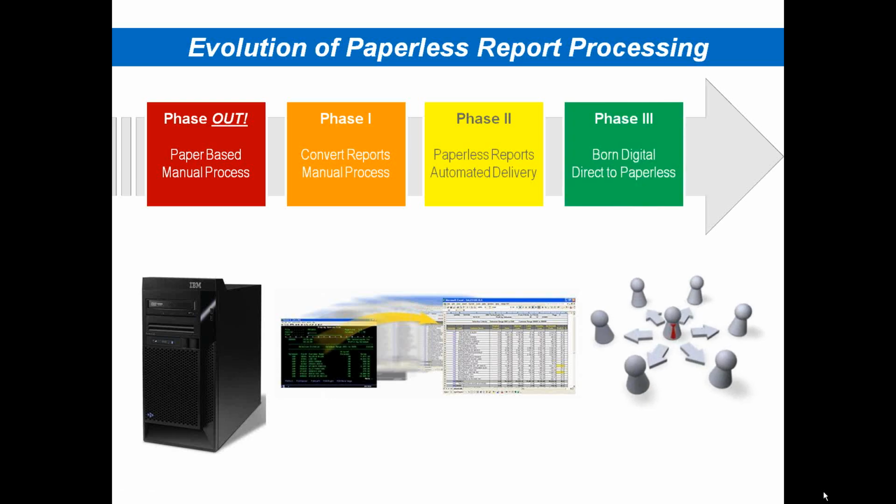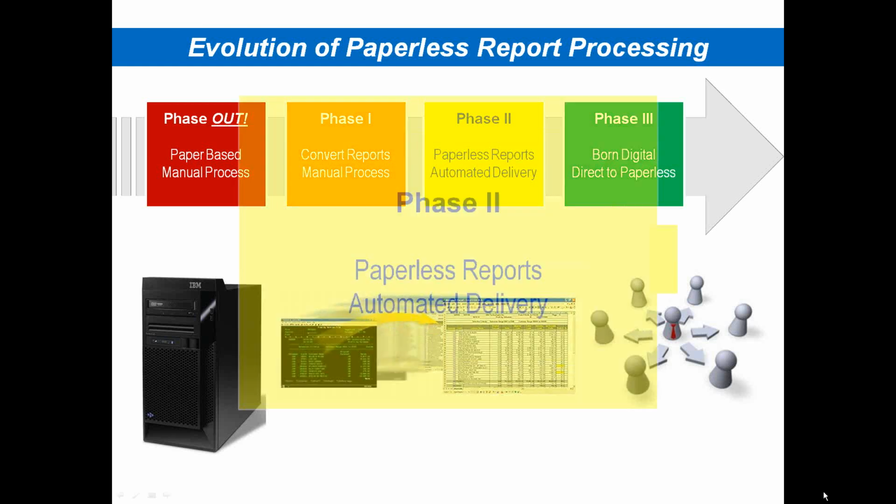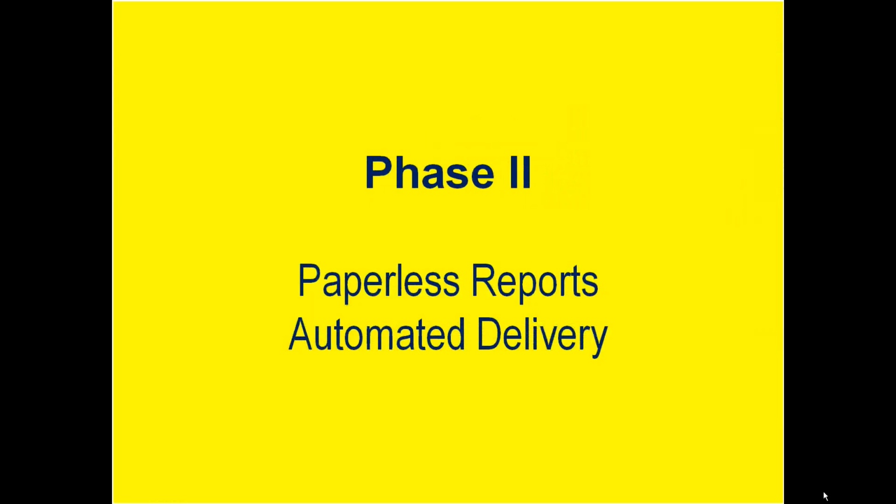This graphic illustrates the evolution of process management, reducing or eliminating paper printing and moving to digital output. This process can be incremental, allowing you to ease into a new, more efficient management of the entire life cycle of reports and documents. Today we'll focus on automating the conversion and distribution of paperless reports.